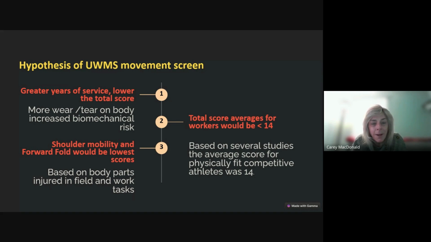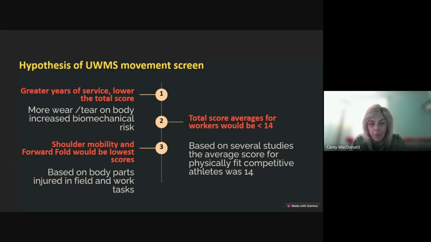We also thought that the total score average would be lower than a 14. That was based on several studies where the average score for physically fit, competitive athletes at the high school and college level was a 14. It was assessed that a score lower than 14 was a cutoff score. So 14 and below had a greater chance of injury, and 14 and above were less likely to get injured.